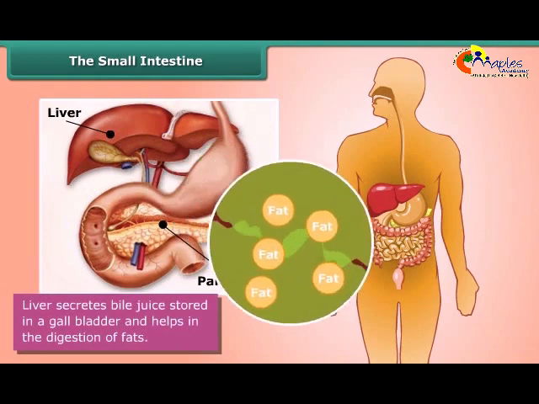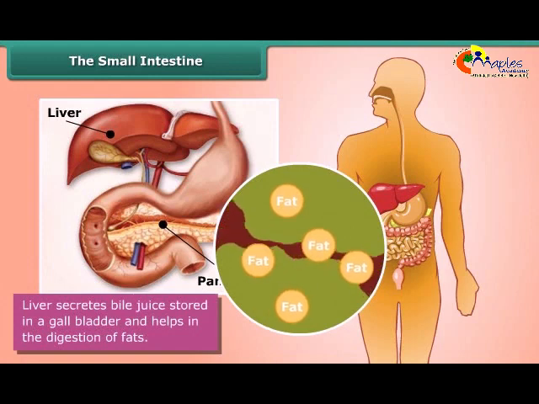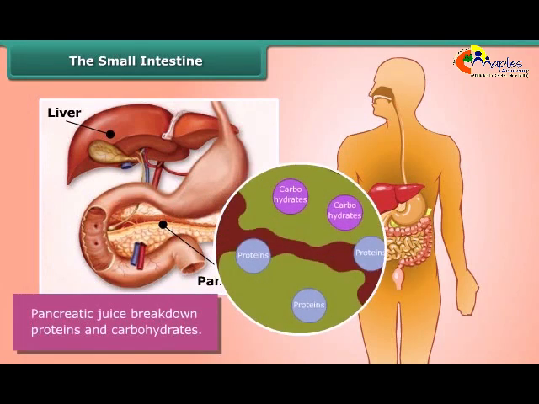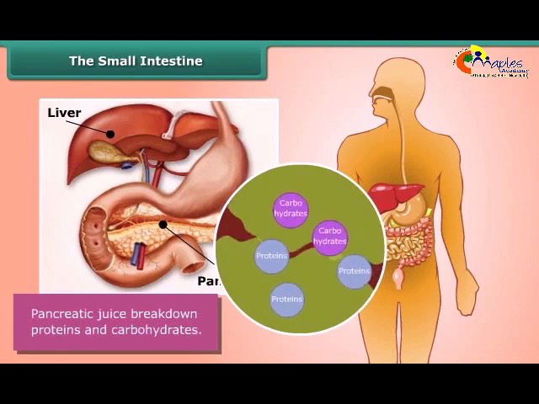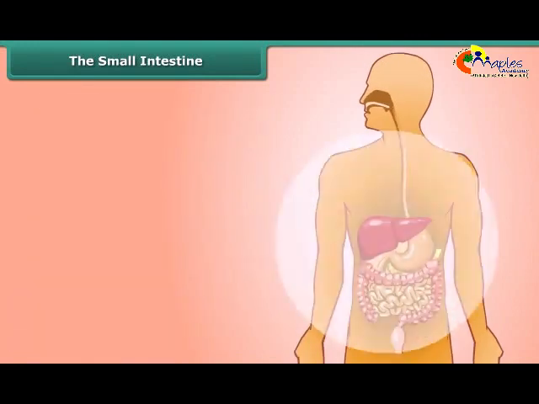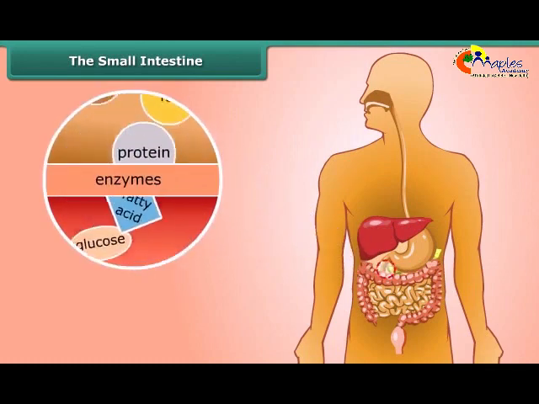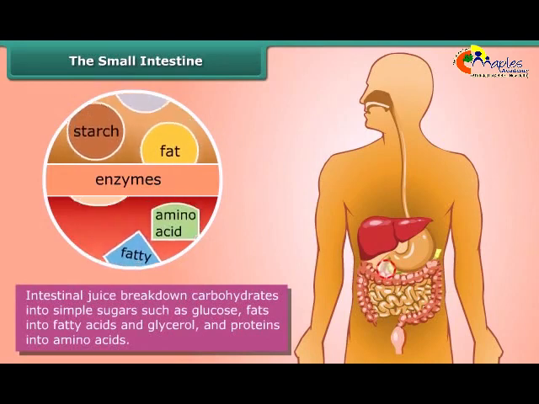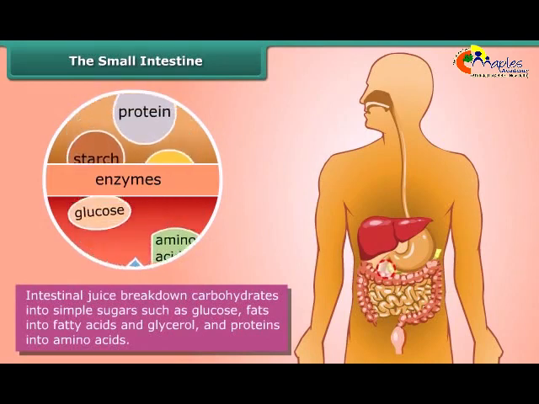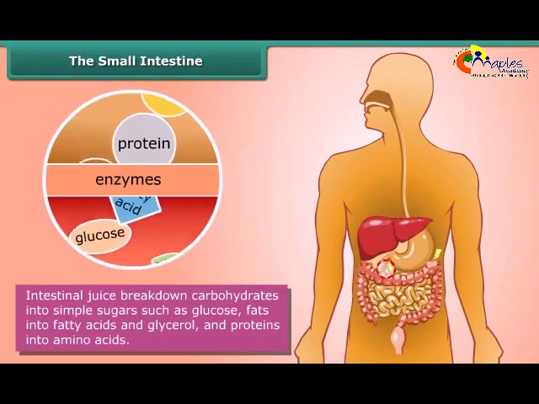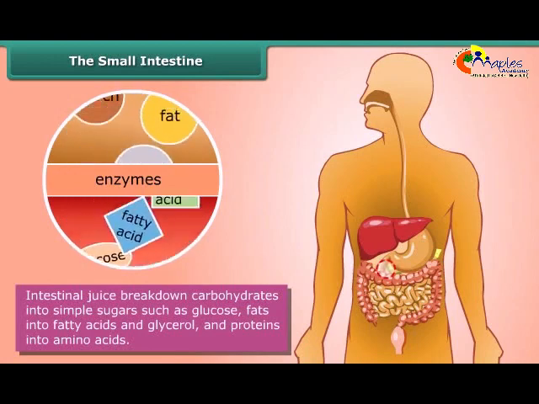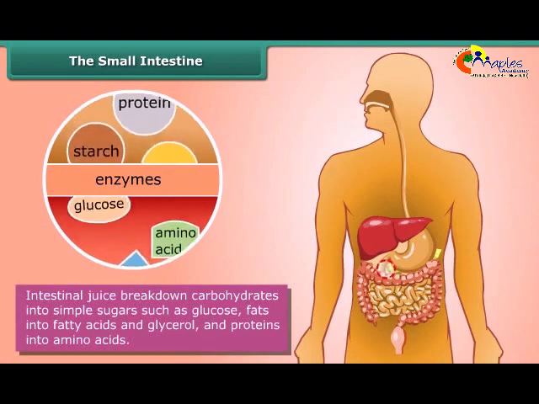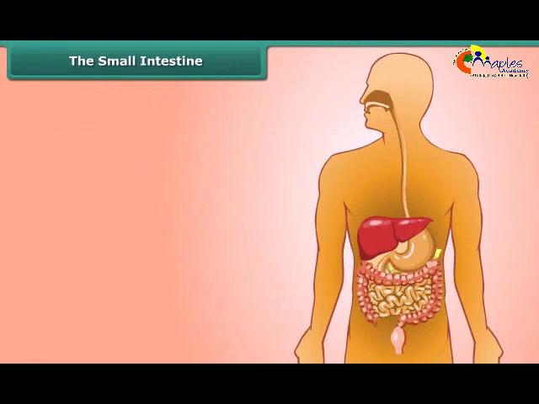Liver secretes bile juice stored in a gallbladder and helps in the digestion of fats, whereas pancreatic juice breaks down proteins and carbohydrates. After that, partly digested food reaches the small intestine, and intestinal juice breaks down carbohydrates into simple sugars such as glucose, fats into fatty acids and glycerol, and proteins into amino acids and completes the digestion of the food.